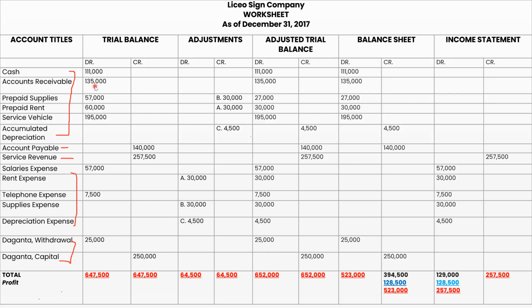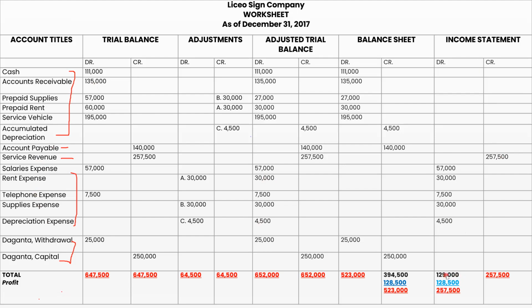Okay, again, I want to explain income statement. Diba? There are two things lang na I want you to remember when you are making income statement. What are those? Ang income statement, ang makikita lang dyan, revenue and expenses. Okay? Income, revenue, yun lang makikita nyo. So, revenue, service revenue natin is 257,500. Yan. We have salaries expense, rent expense, telephone expense, supplies, depreciation expense, which is eto. Okay, nasa debit. So, i-move nyo lang siya from here to here, copy nyo lang. So, that's your income statement, which is 129,000.